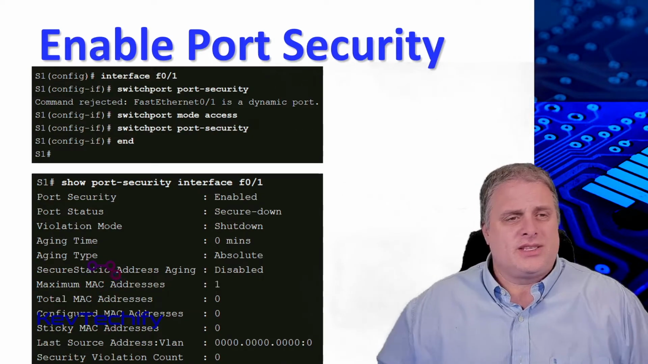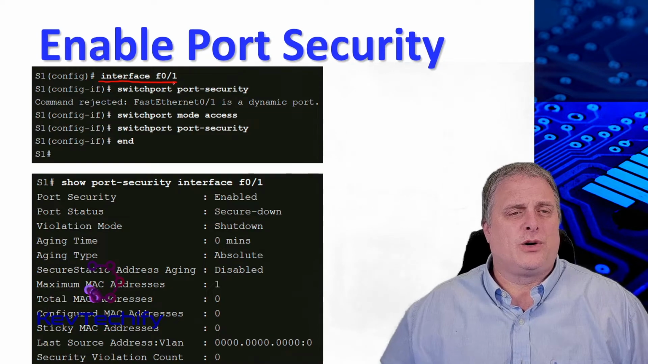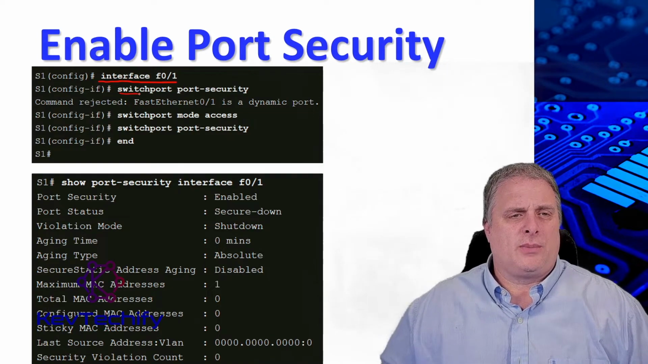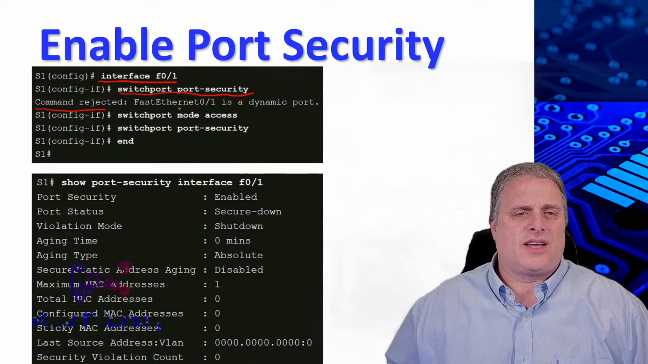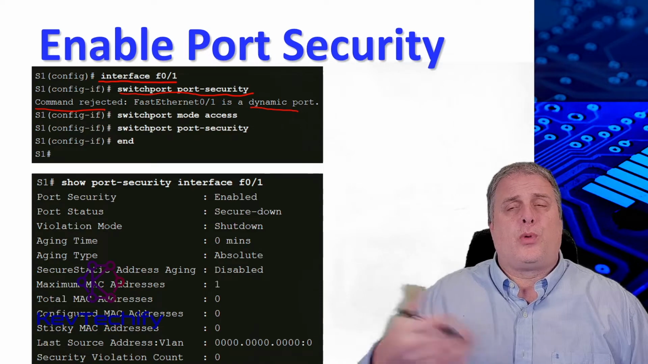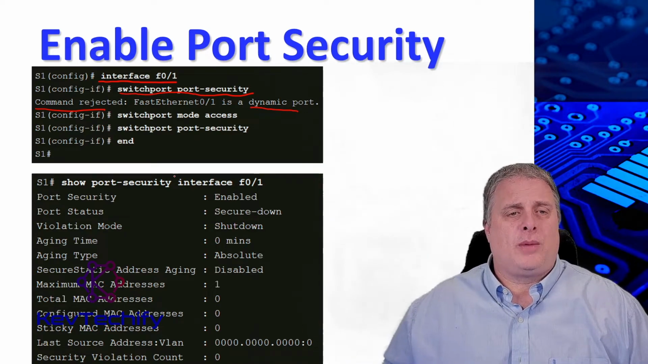And right here in this example, you go into the interface. So right here, we're going into interface F0/1, and then we try to set the port security. Type in the command switchport port-security, and notice it gives us an error message. It says command rejected, FastEthernet 0/1 is a dynamic port. And so what we have to do is take it out of dynamic. How you do that is switchport mode access or switchport mode trunk. You're manually specifying what type of port.